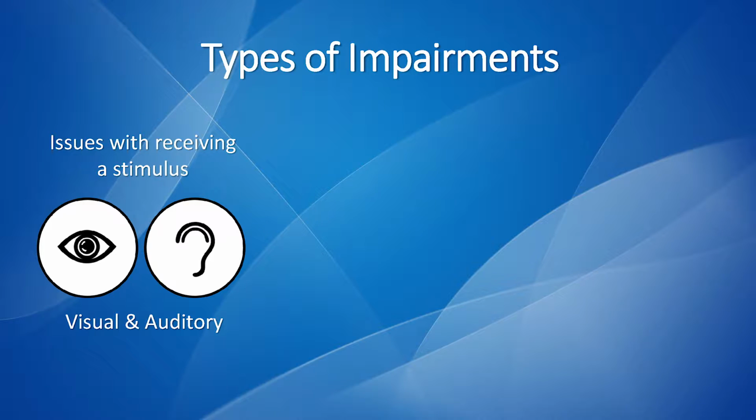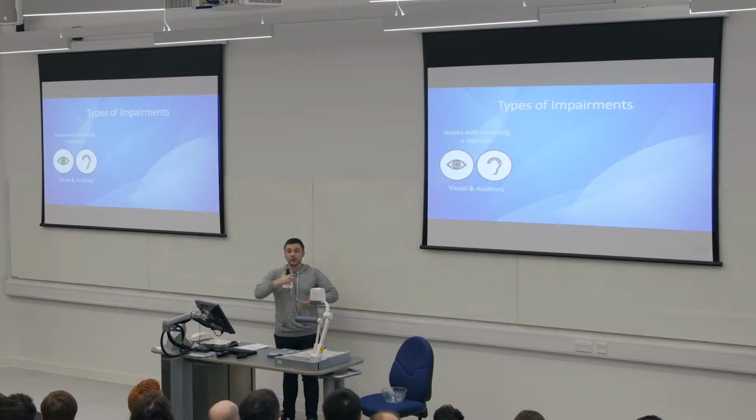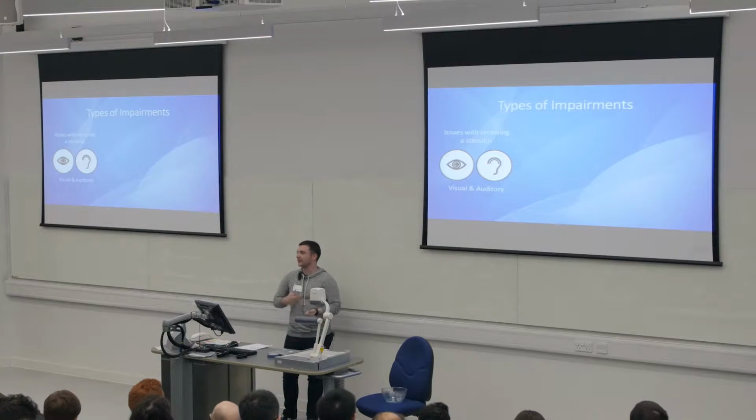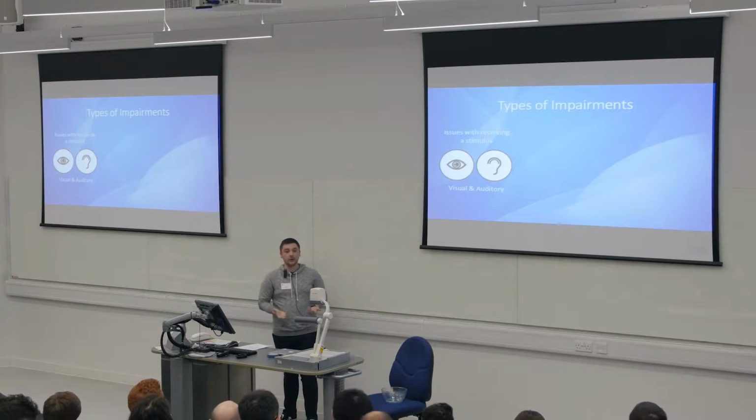But basically what you can do is group these conditions, these impairments, into 5 groups, and within that put them together into 3 categories. The first category is issues with receiving a stimulus, and this is to do with visual and auditory impairments. So color blindness, low vision, even legal blindness would come under vision, and low hearing, deafness, even stuff like tinnitus you could count in terms of the auditory impairments.